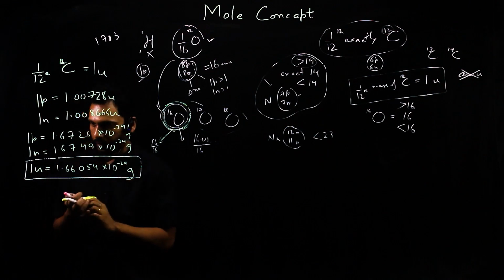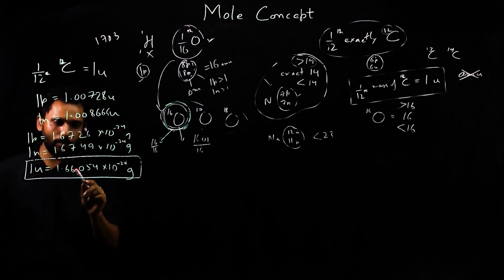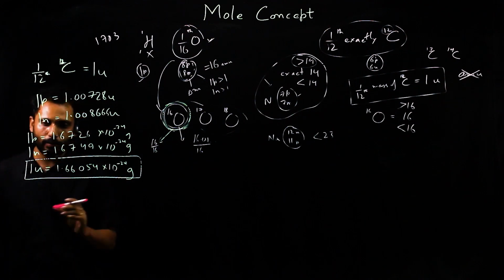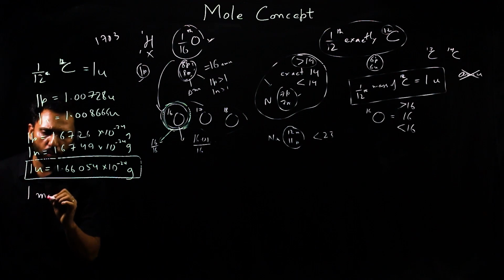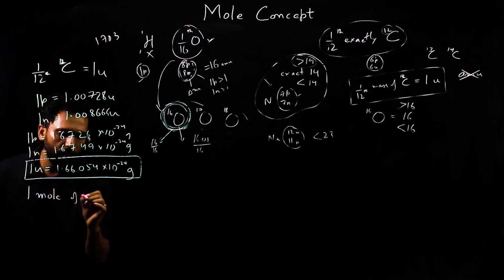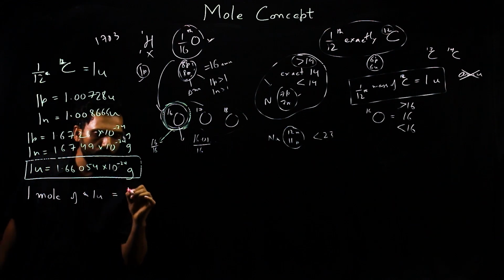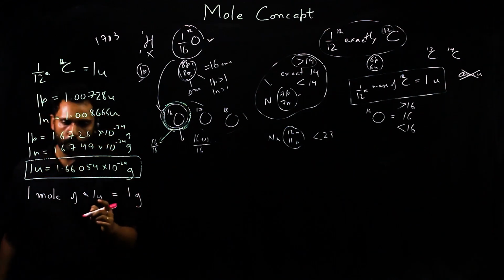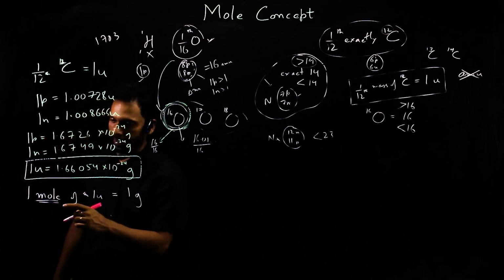More decimal places. So now we need to multiply this number with something which makes 1 gram. A mole of U: 1 mole of something of weight 1 U is equal to 1 gram. So we have to define mole in that way. So that is how the mole was defined.